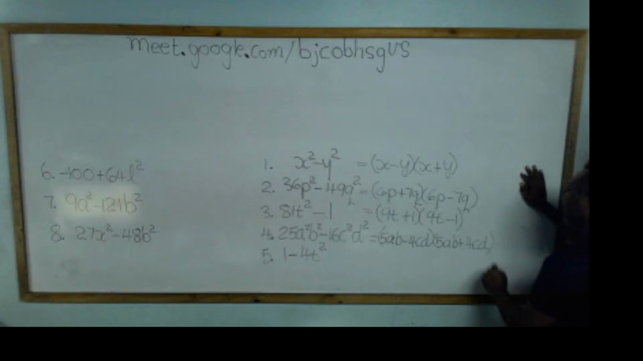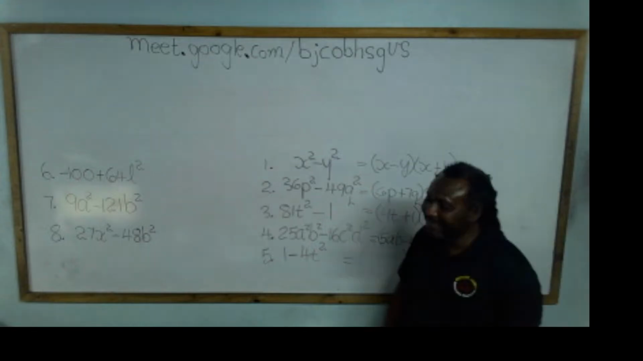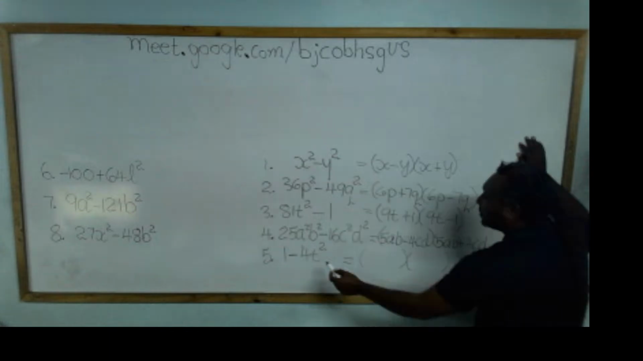Down here, what do we say? What do we square to give 1? What do we square to give 4t squared? I see some students have gone way ahead. There's no problem with that. 1 plus 2t, exactly. So the square root of 4 will go. So it's 1 plus 2t.